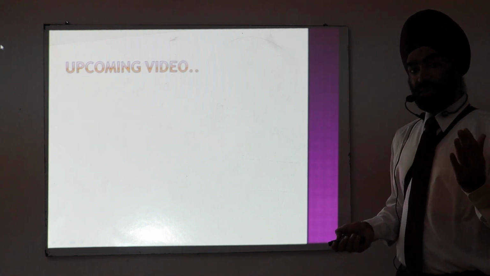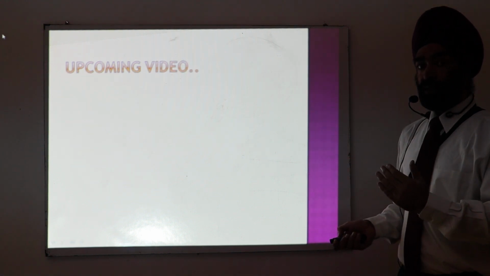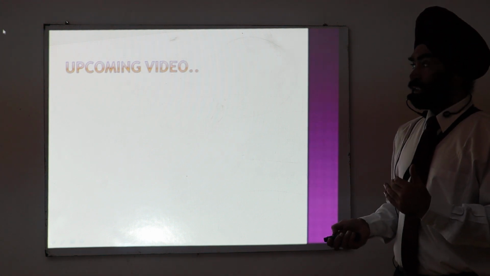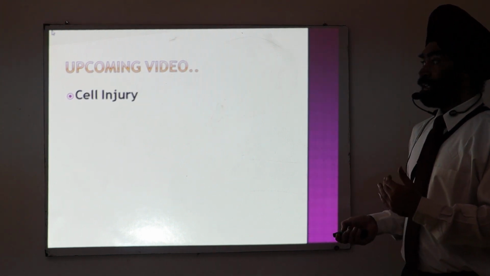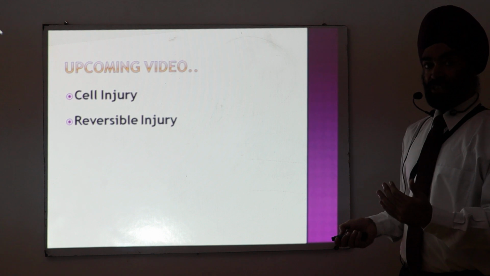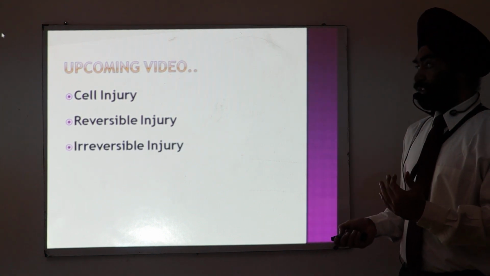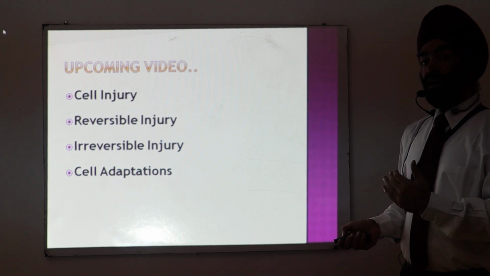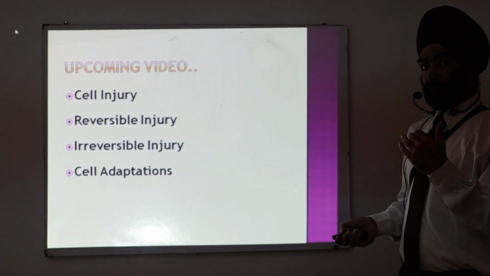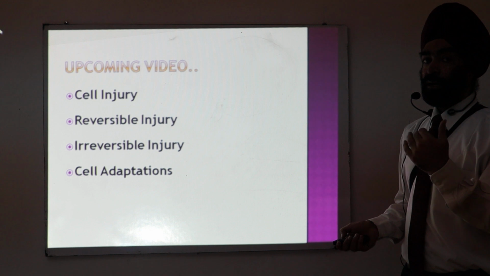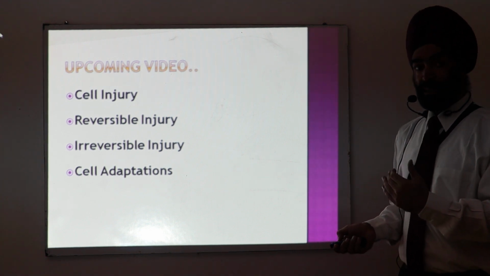So these are the things that I have discussed about the agents which can produce this cell injury. In the upcoming video, I will discuss more about this cell injury, which can be in the form of reversible injury, or irreversible injuries, or the cell can protect itself from the injury by undergoing the process which is called cell adaptation.